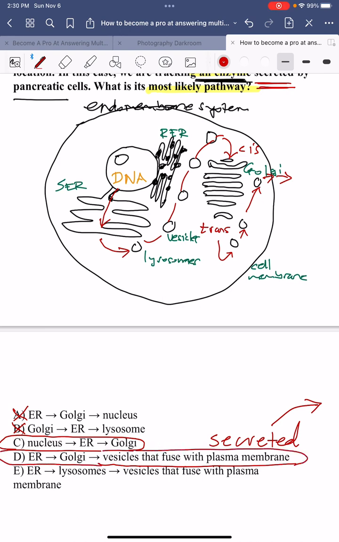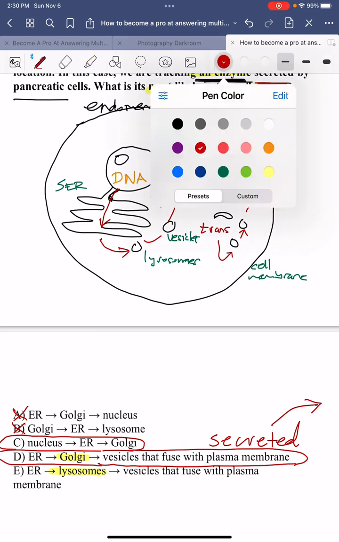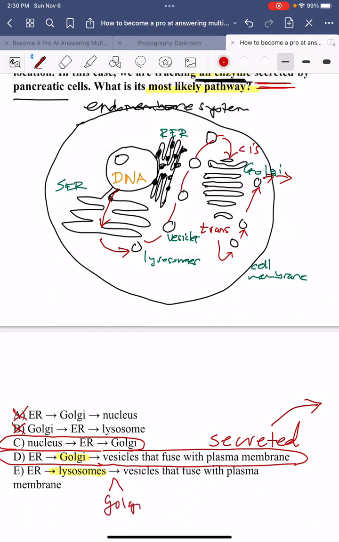How about E? The ER, then there's an arrow to lysosomes, and then there's an arrow to vesicles that fuse with the plasma membrane. So basically the difference between D and E here is that the lysosome is given first here, but in D the Golgi is given first. Now we know that the ER can release lysosomes, but those lysosomes will have to go to the Golgi to be processed and packaged. So there is a missing step here. You would have to have the Golgi involved before the vesicles can fuse with the plasma membrane. Those vesicles will be released from the Golgi after they were processed. So we can eliminate D.